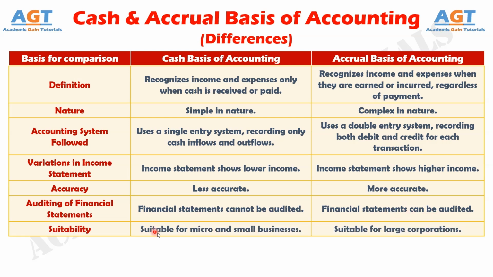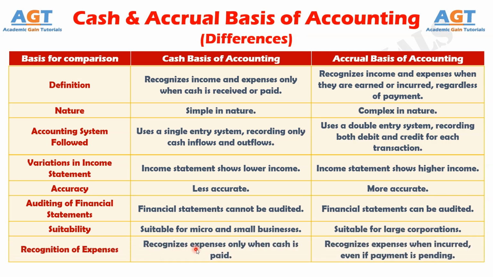Number 7. The cash basis of accounting is suitable for micro and small businesses, whereas the accrual basis is preferred by large corporations. Number 8. In cash basis accounting, expenses are recognized only when cash is paid, whereas in accrual basis accounting, expenses are recognized when they are incurred, even if payment is pending.